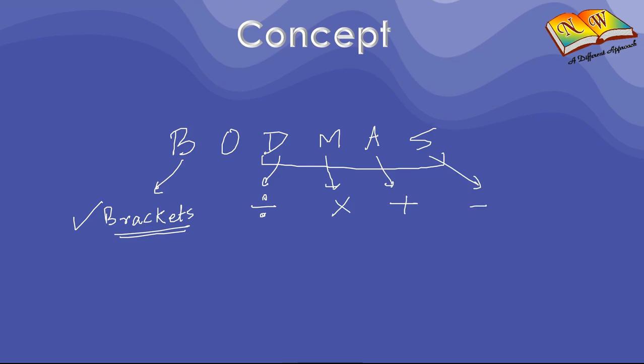So if many operations out of these four are there in the simplification expression, we have to perform them in this sequence. So division first, then multiplication, then addition, and then subtraction.